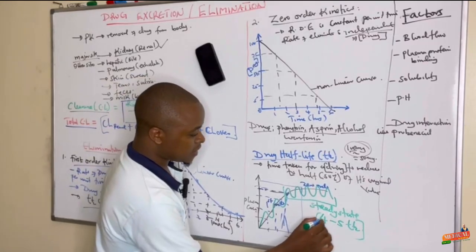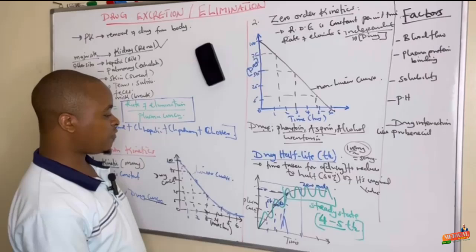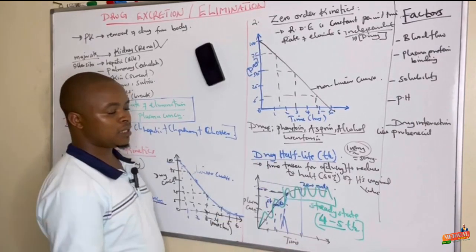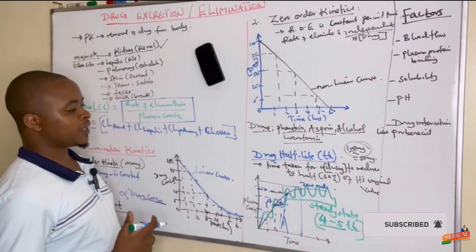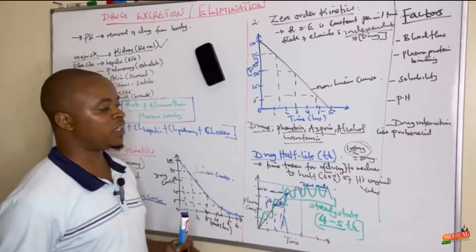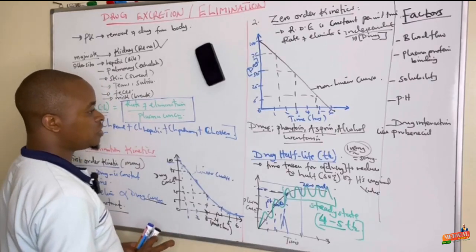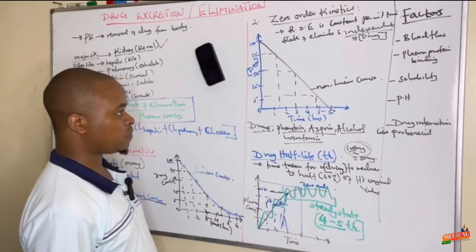But to attain a steady state, as a student, you have to know that it is attained after 4 to 5 half-lives of the drug. That's where we attain a steady state concentration in plasma. So that's why some drugs we take for 3 days, others we can take for 5 days, depending on when they attain a steady state concentration, which can exert its pharmacological response.